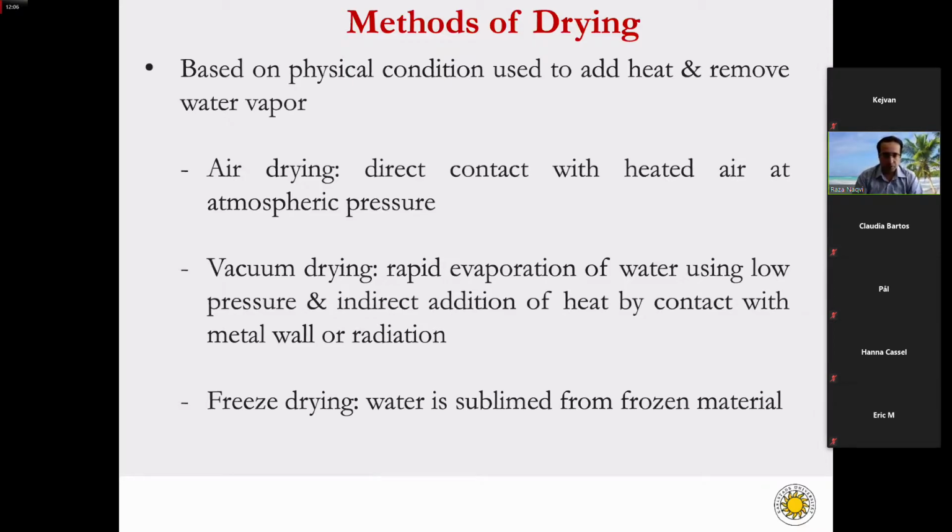For more heat sensitive material, we also use another drying technique which is called freeze drying. Freeze drying is where water is sublimed from the frozen material, right? So the water is not first converted into liquid, but it directly goes into the vapor phase, or then we dry the material and then we freeze it.